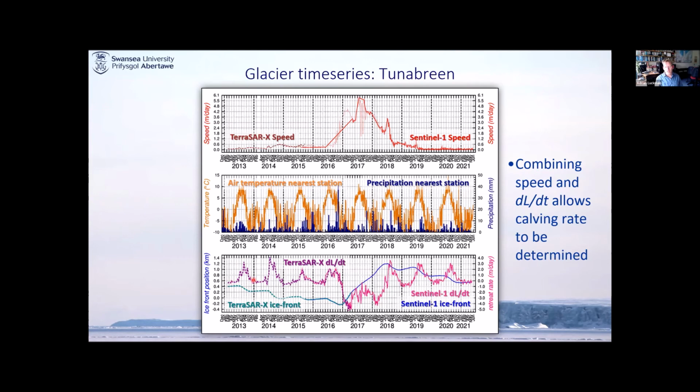And you can see how smoothly varying this ice front data is, but that allows us to differentiate that ice front change to a rate of retreat in the pink here. So this is the retreat rate, and by combining the retreat rate with the speed, that allows us to quantify the rate of calving, the rate at which ice is being lost into the fjord. And we're doing that for a few glaciers around Svalbard.